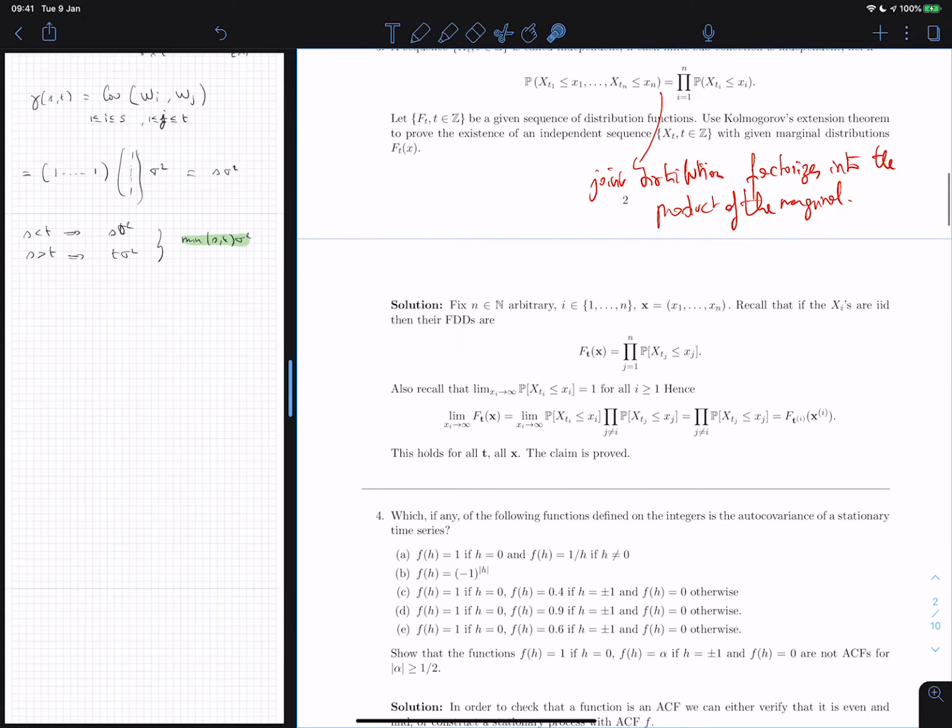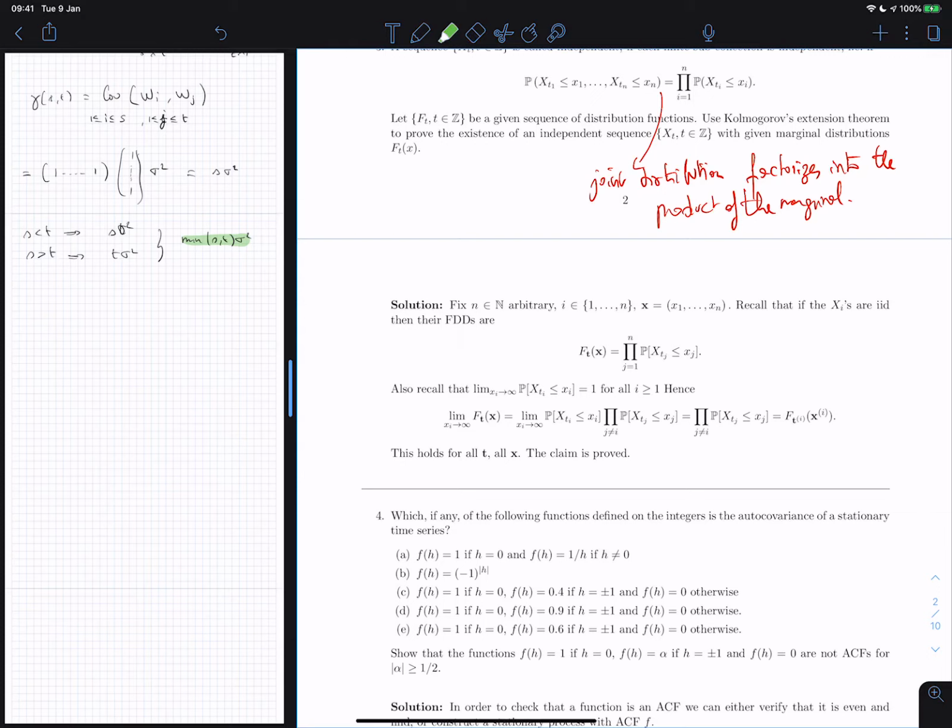And the answer is, basically it's immediate from the Kolmogorov theorem, which says that you have to check whether the family of finite dimensional distributions satisfies Kolmogorov's condition. The Kolmogorov condition is simply that whenever you let any of the components go to infinity, the limiting result is just the initial FDD evaluated without that component, it has to disappear in the limit. So here we can do this quite easily.